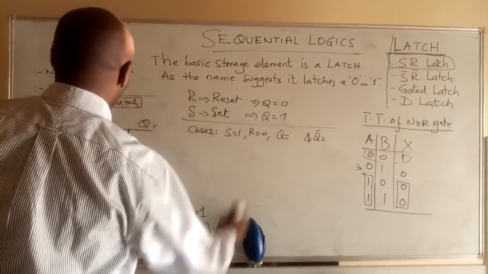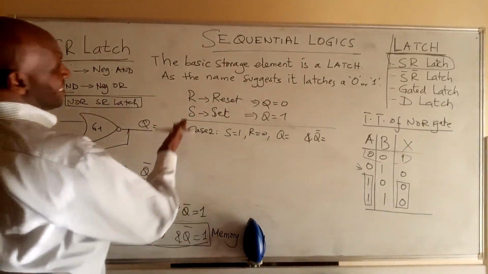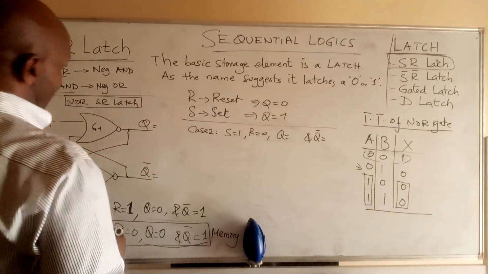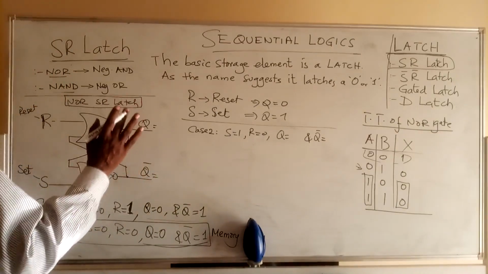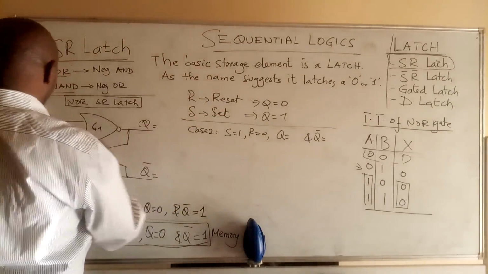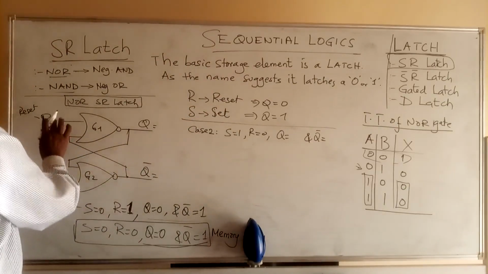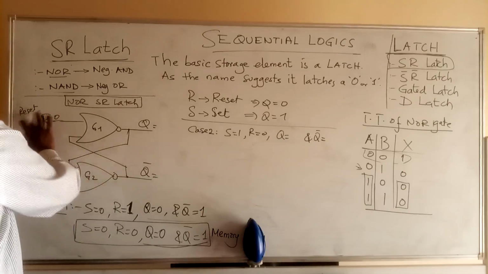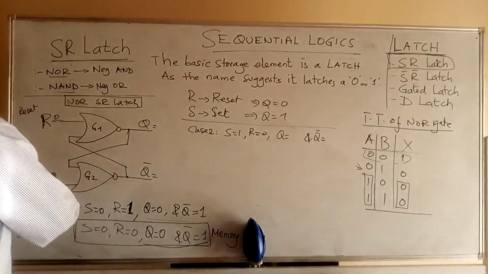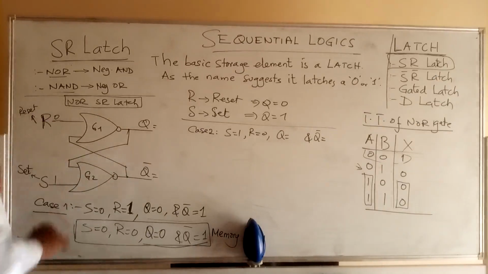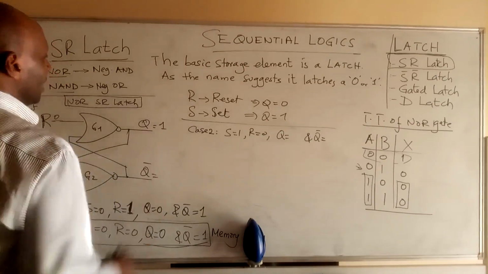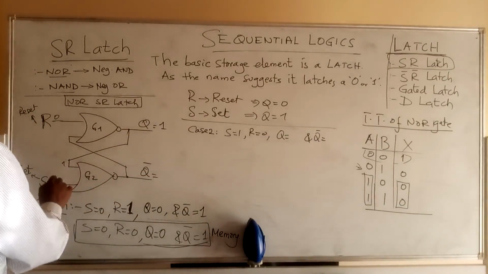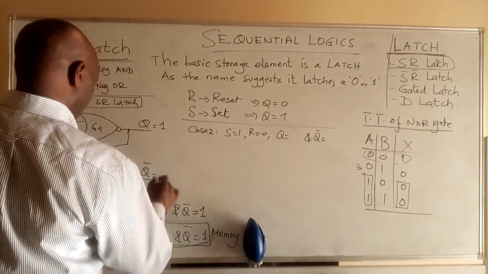Good. So dear friends, I have said that set. So if we set directly, Q is equal to 1. Here we have R equal to 0 and S equal to 1. In this case, Q is equal to 1. If Q is equal to 1, bring that 1 to G2. So 1, 1, the output is equal to 0.